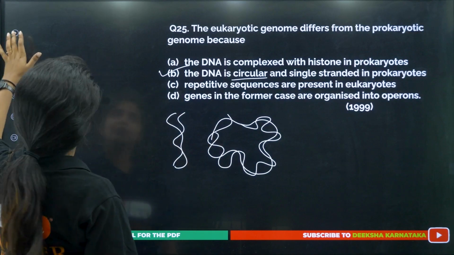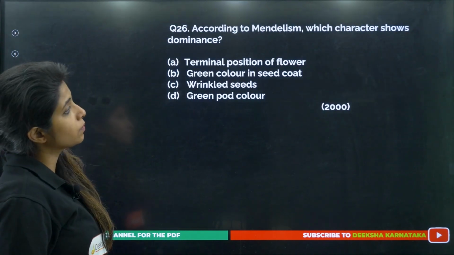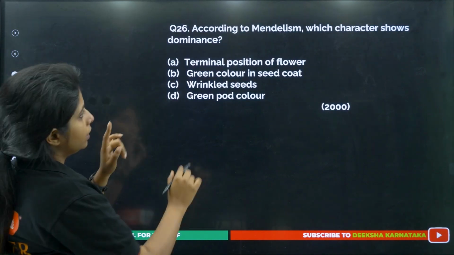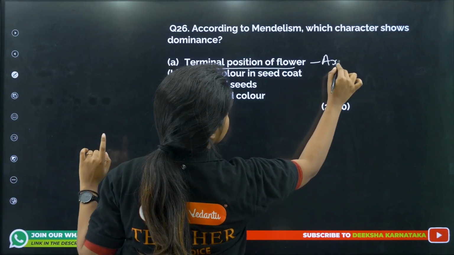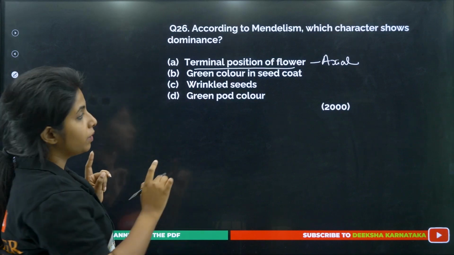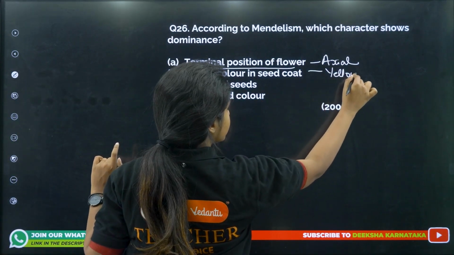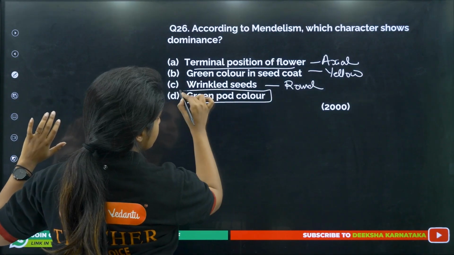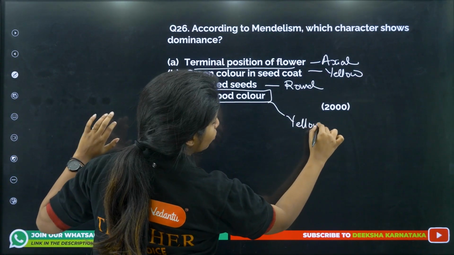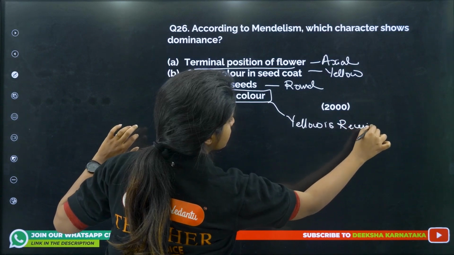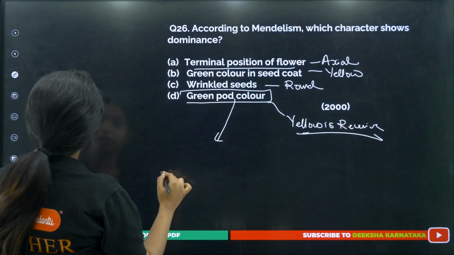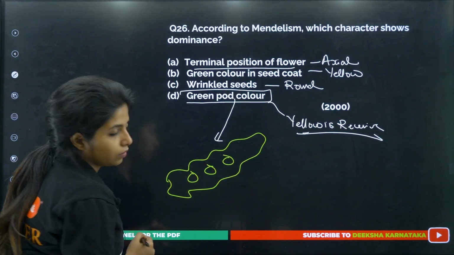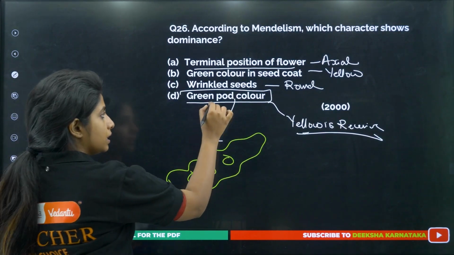Going ahead, the next thing. According to Mendelism, which character shows dominance? Here axial is dominant. Here yellow color is dominant, as I said earlier. Here round is dominant, and yellow is recessive. So this is the correct color. The green thing that we chose is actually correct. Please do not get confused. The green pot that we chose is the correct thing.